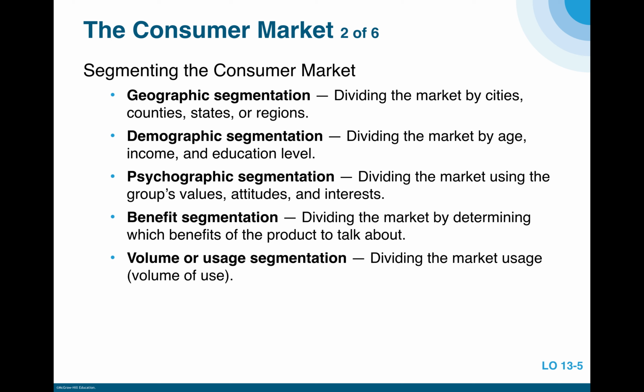So psychographic segmentation is dividing the market using groups' values, attitudes, and interests. Benefit segmentation, dividing the market by determining which benefits of the product to talk about. And then volume or usage segmentation is just dividing the market by usage, so the overall volume of use.